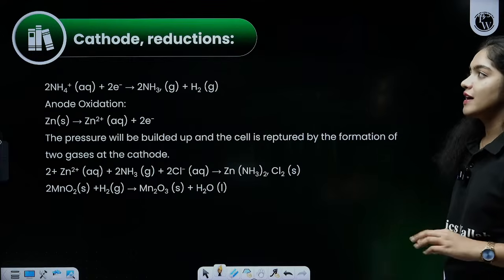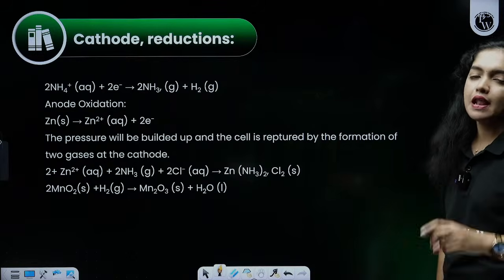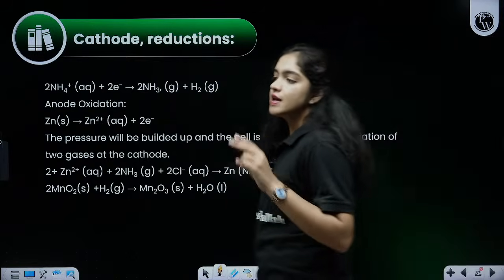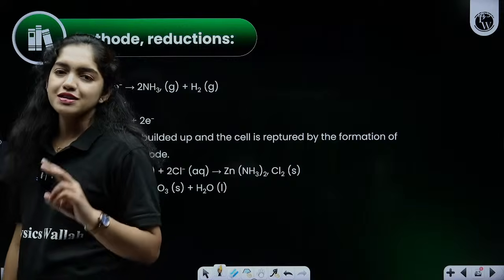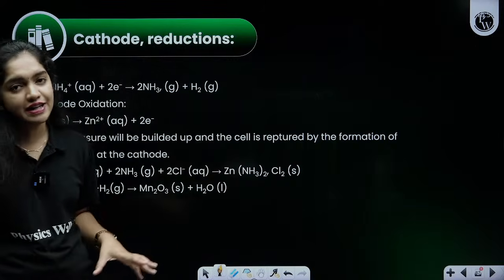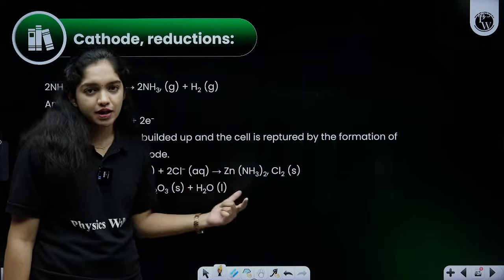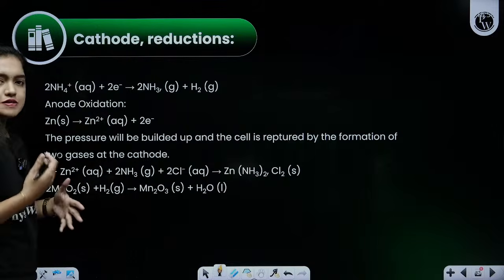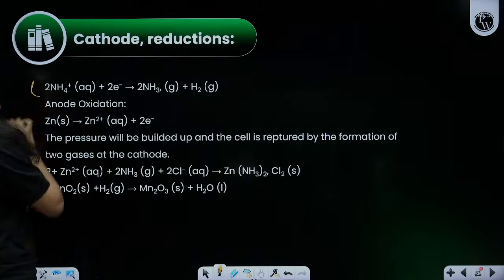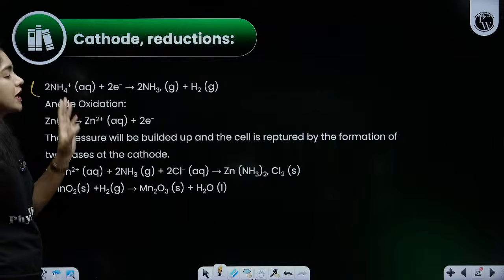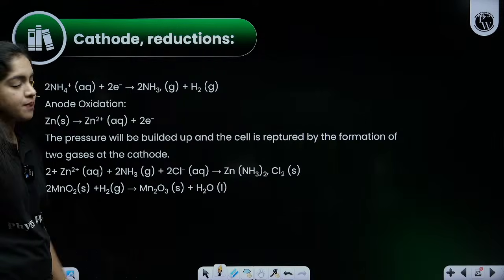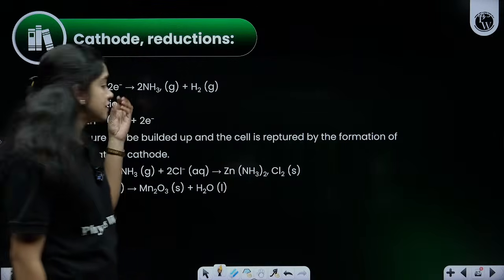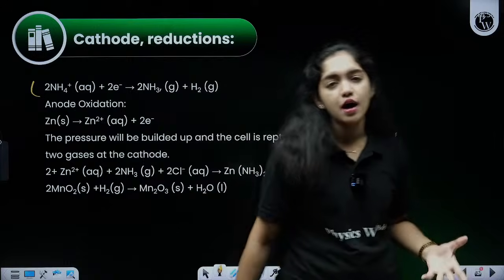What kind of reactions are happening in the dry cell? And this is very important for your boards. 3 equations we want to learn: anode reaction, cathode reaction, and the final net reaction happening inside the battery. That is, first one is the anode oxidation. In anode, oxidation will take place. The first reaction here, NH4 plus 2 electron. What will happen when we are taking the ammonium? NH4 plus 2 electron, it will change into NH3, ammonia, NH3.